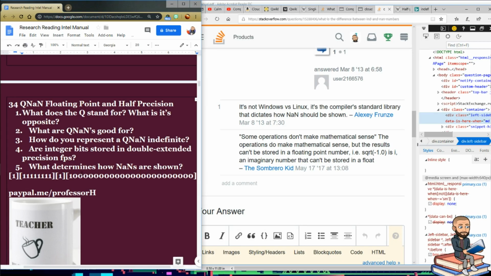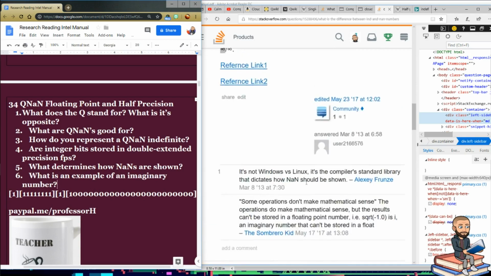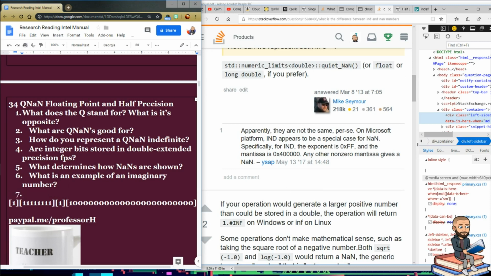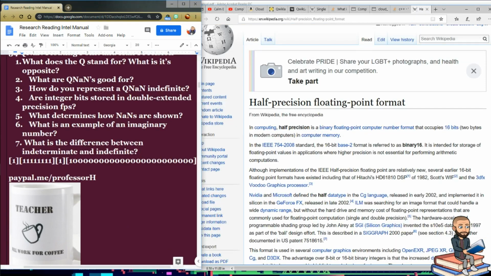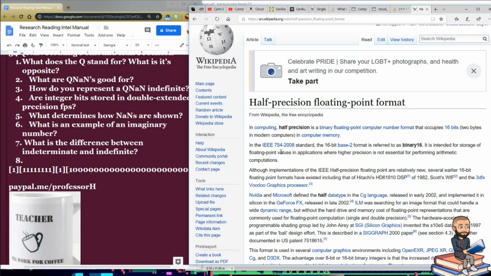So what determines how NaNs are shown? The answer would be the compiler determines that. Another good question could be, what is an example of an imaginary number? Since we spent so much time talking about real numbers, that'll be a helpful dichotomy to create in your mind. And another question, what is the difference between indeterminate and indefinite? Maybe I should call this the difference video or the dichotomy video, because we're just going with opposites a lot.